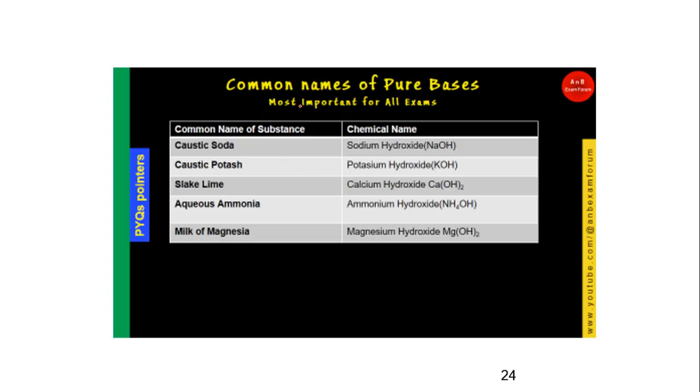So these are the common names of the pure bases. Just now we have seen sodium hydroxide, which is basically caustic soda. You should remember this name, caustic soda, sodium hydroxide. Caustic potash is potassium hydroxide, slaked lime is calcium hydroxide, aqueous ammonia is ammonium hydroxide, and milk of magnesia is magnesium hydroxide. This is again an important one. Milk of magnesia that we have seen is generally used as an antacid. It is magnesium hydroxide, Mg(OH)2.